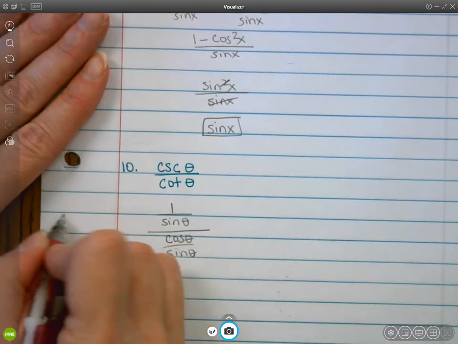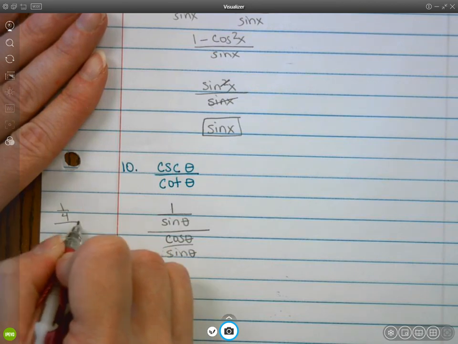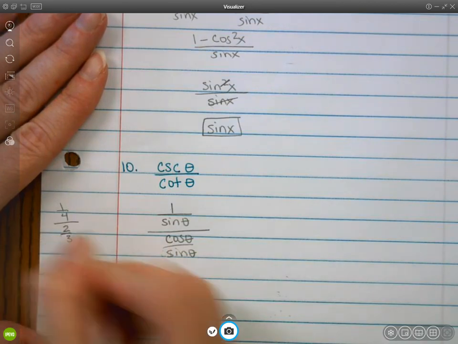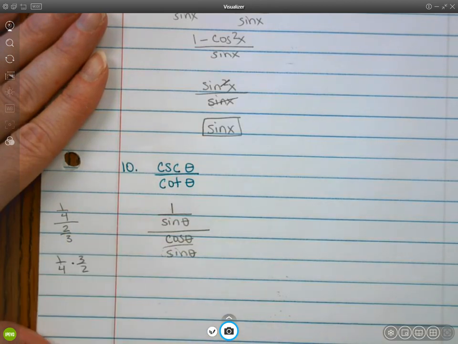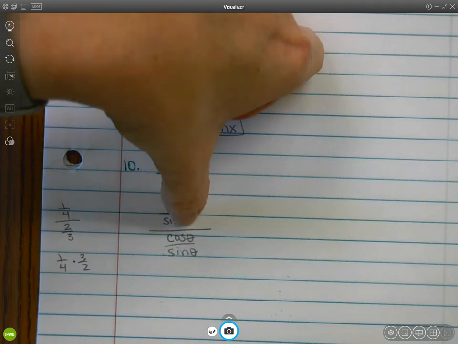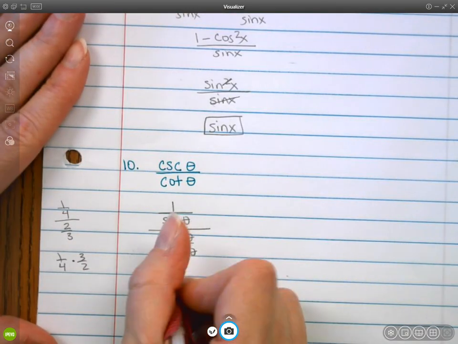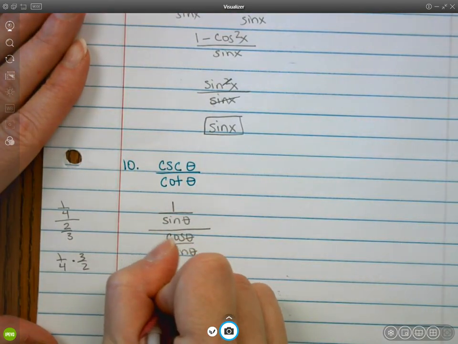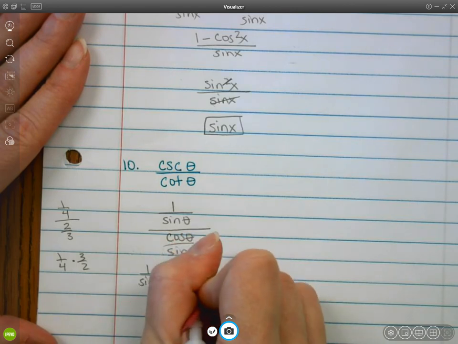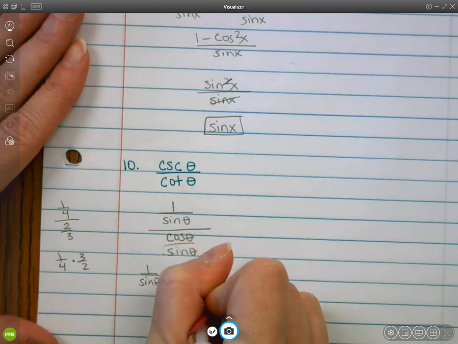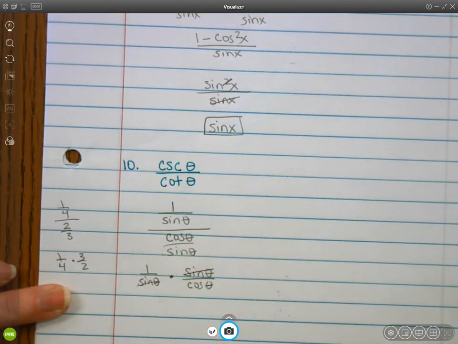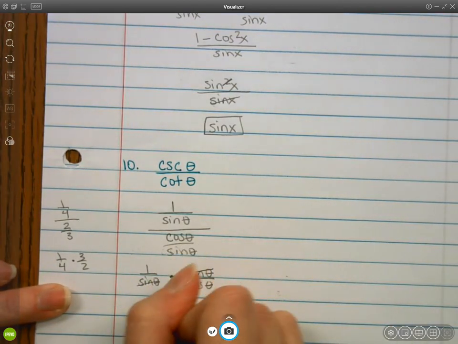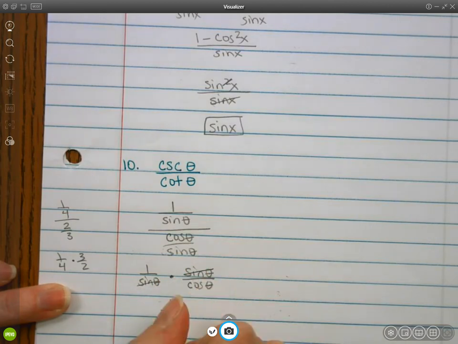If I told you to do 1/4 divided by 2/3, you know that would be 1/4 times 3/2. So that's really what we have going on here. We have a fraction divided by a fraction. So I can write it as 1 over sine times sine over cosine, because divide means multiply by the reciprocal. But now you see that we can cancel these guys and have 1 over cosine left. And 1 over cosine is secant.